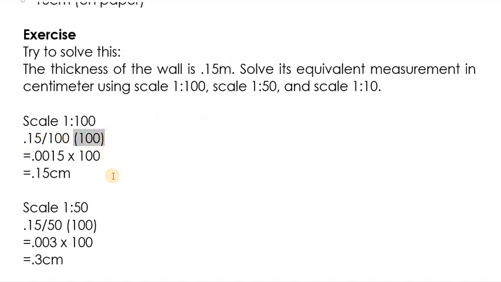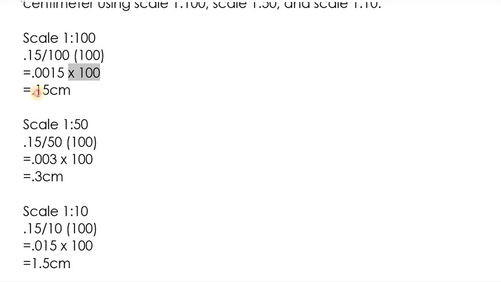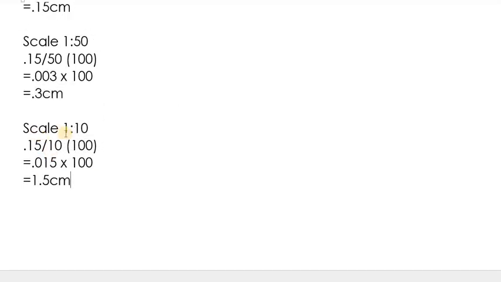Then we will use the multiplier 100 to get the centimeter unit. So the result of dividing 0.15 by 100 is equal to 0.0015. So we multiply with 100, so we come up with 0.15 cm. So 0.15 cm on your paper. Alright? So for scale 1 is to 50, 0.15 is the real length of the object divided by 50, then times 100. So its result is 0.3 cm. For scale 1 is to 10, 0.15 divided by 10 equals 0.015 times 100 equals 1.5 centimeter.